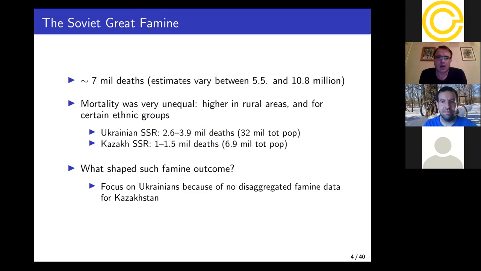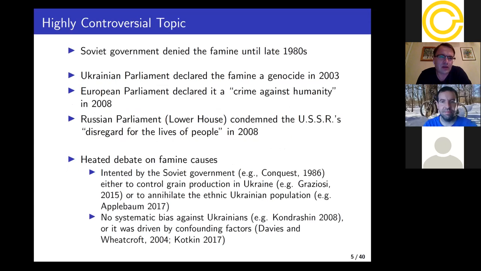Of course, once such a big event occurred, it's a natural question to ask what happened and what shaped such a famine outcome. And this topic is highly controversial. The Soviet government basically denied any famine till the late 80s. More recently, the Russian parliament, Ukrainian parliament, and European parliament made particular statements on this event. And there is a heated debate on famine causes in the literature.